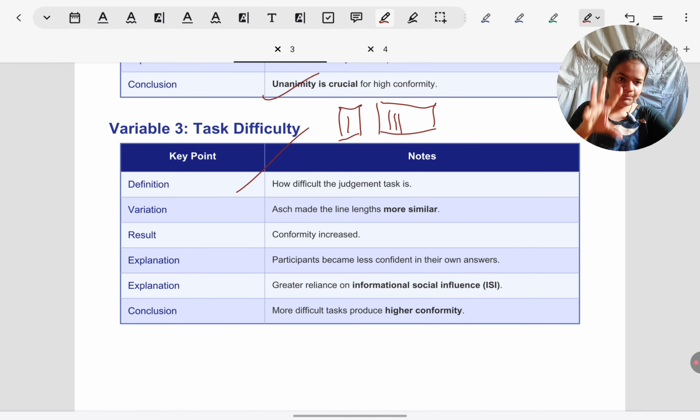Now when the participant has to give the answer, so say they are thinking B is the right answer, everyone else is giving some other answer, they might feel, okay, maybe I'm not seeing correctly. The lines are too similar. Maybe I'm making a mistake. Maybe it's not B.